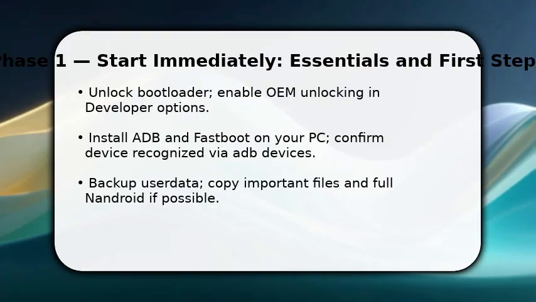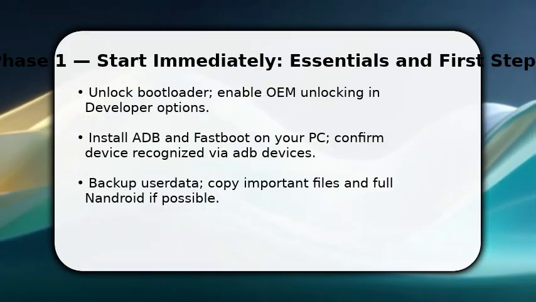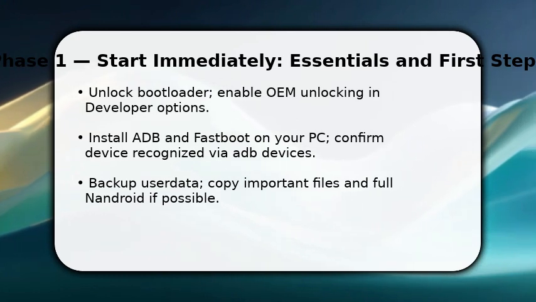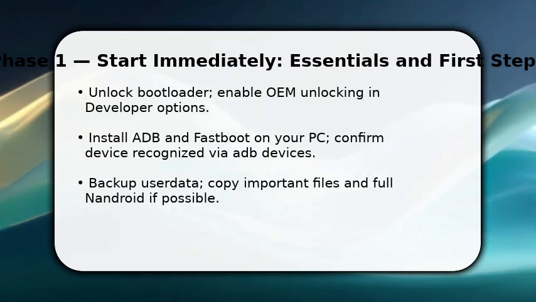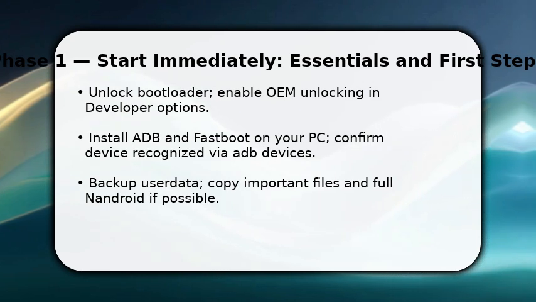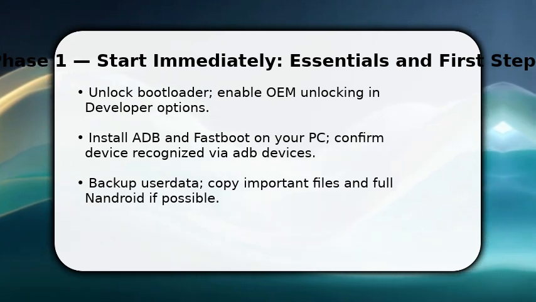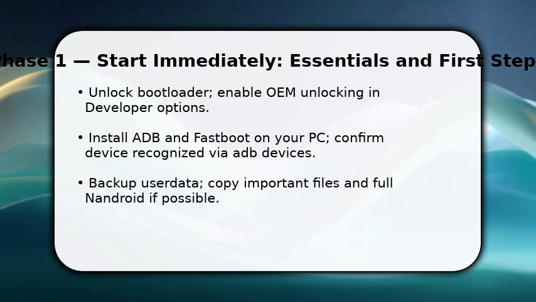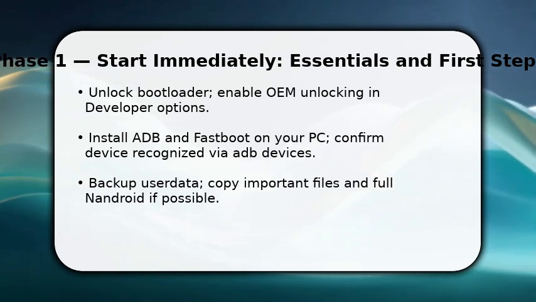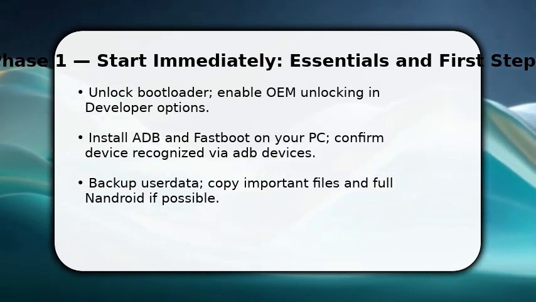Enjoy the video. You start by preparing the device so removing a ROM goes smoothly. First, enable OEM unlocking and USB debugging. This lets your PC communicate and flash. Once done, install ADB and Fastboot on your computer and confirm the phone appears with adb devices.